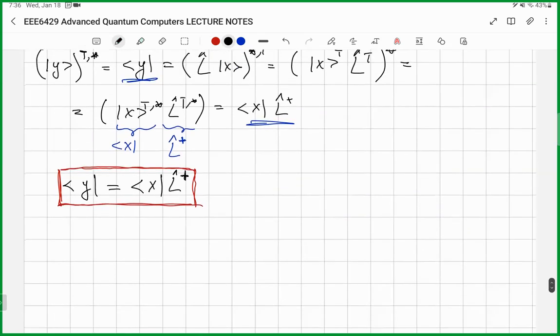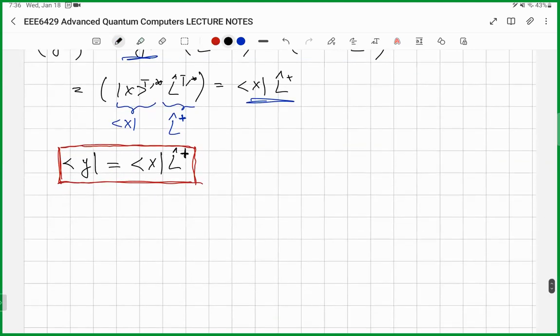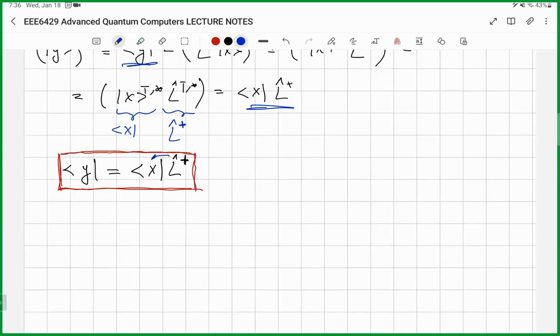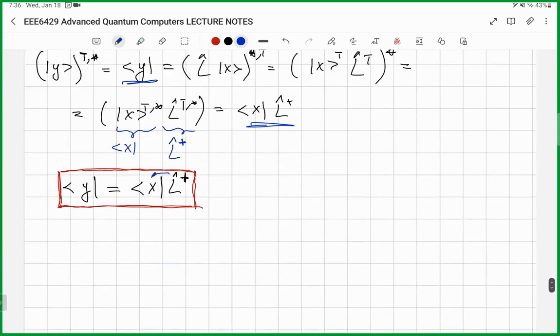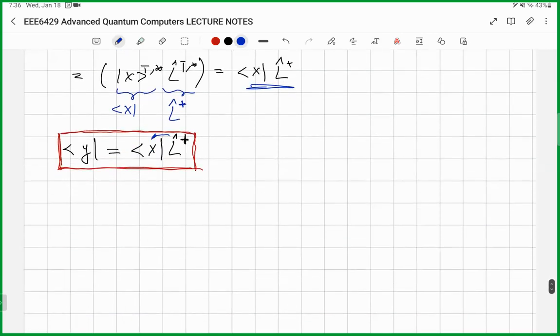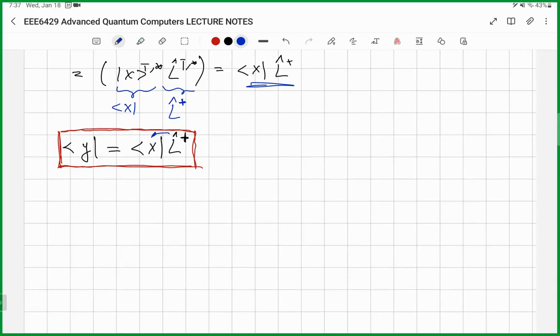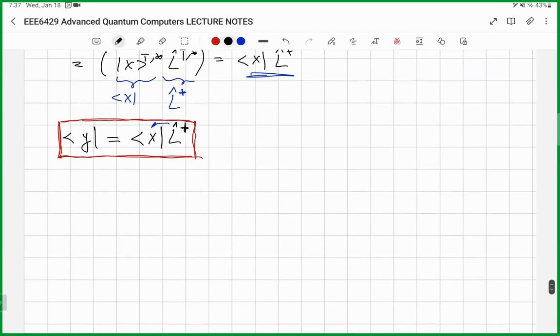So this is the application. The point is that for bra vectors, the operator acts from right to left. In the case of ket vectors, the operator acts from left to right. For bra vectors, it is opposite. This is something that you had better remember.